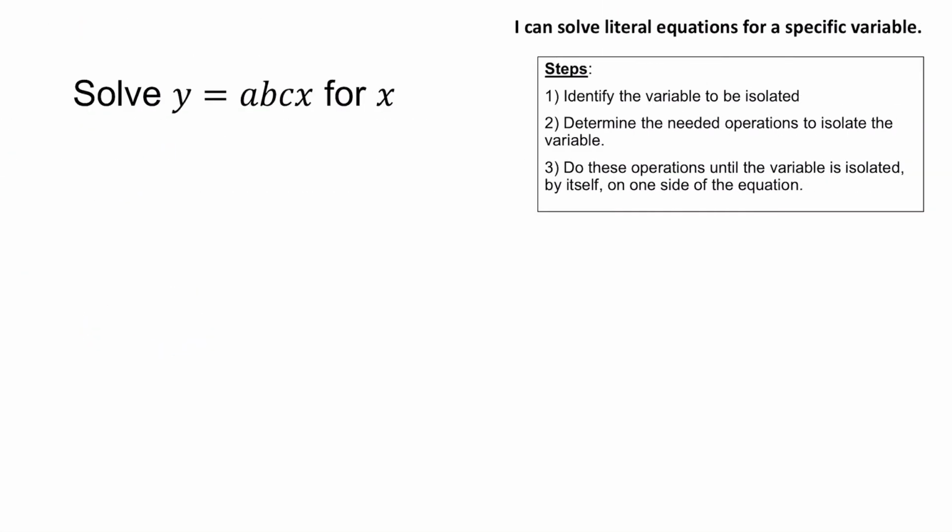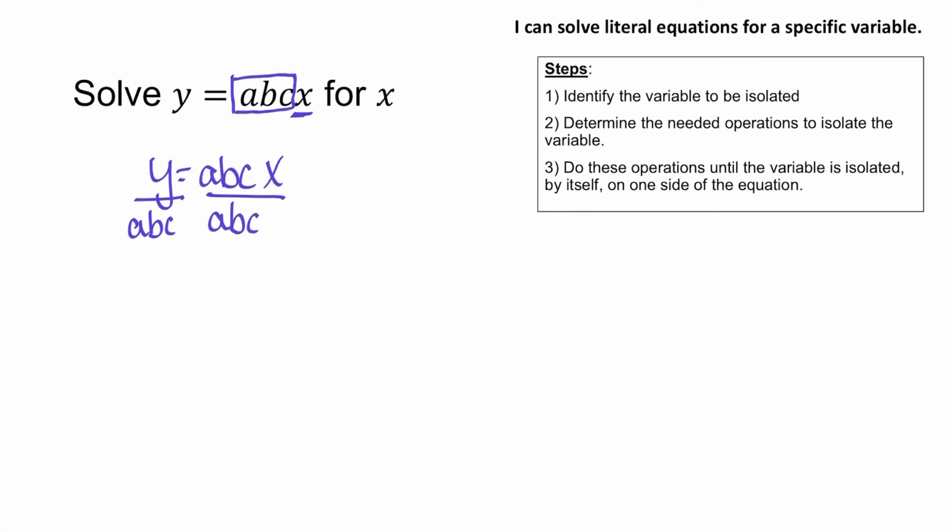So let's try solving y equals abcx for x. So here we want to isolate this variable x. Well, x is not isolated because all of abc is multiplying x, right? Everything in this entire equation is being multiplied. So what we're going to do is we're just going to divide out that whole part. And we can do this all in one step. So instead of y equals abcx, we're going to divide both sides by abc.